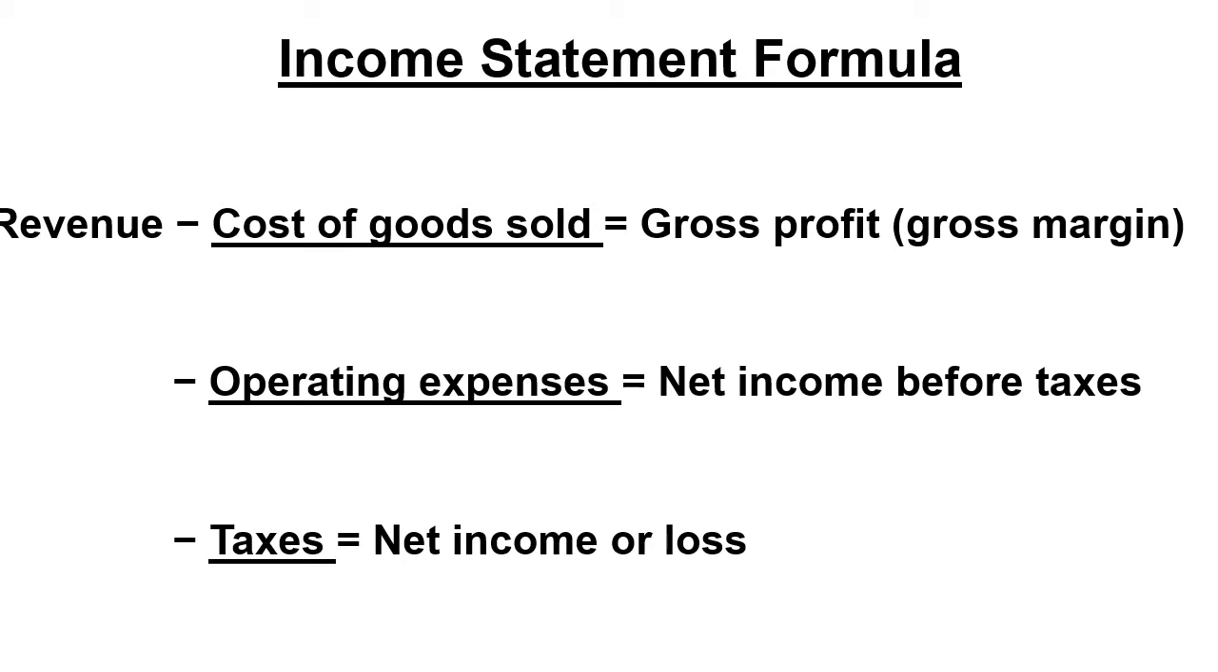But then you take away the operating expenses. You take away the plumbing, the electric, the sewer. You take all that out of there, and then you have the net income before taxes. Pretty straightforward. And then the taxes take that out, and whatever's left over, you have net income or you have a loss. Okay, so really it's revenue minus cost of goods sold minus operating expenses minus taxes equals your net income or loss in the process.